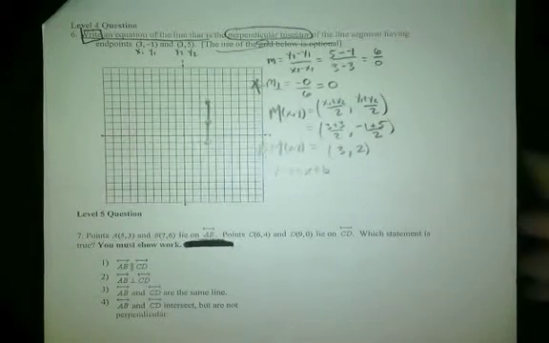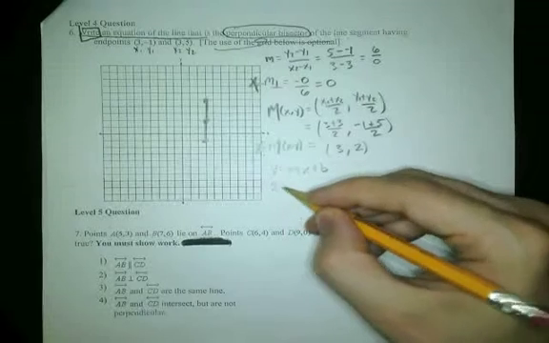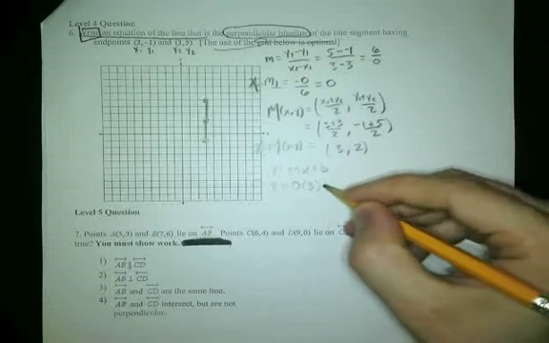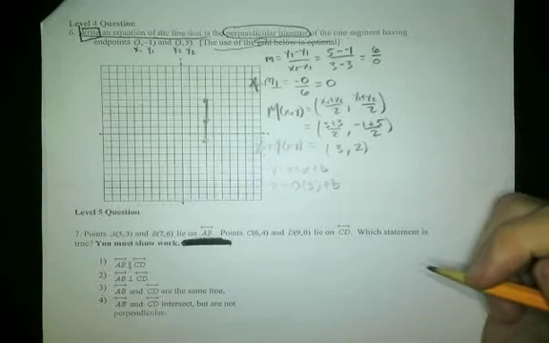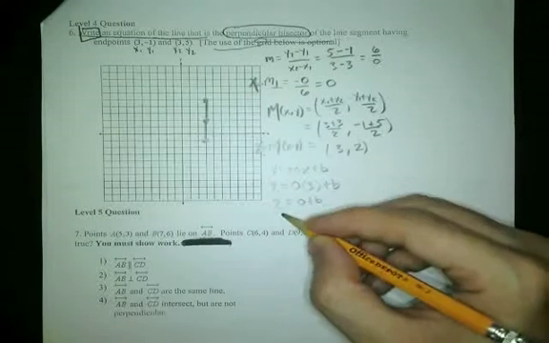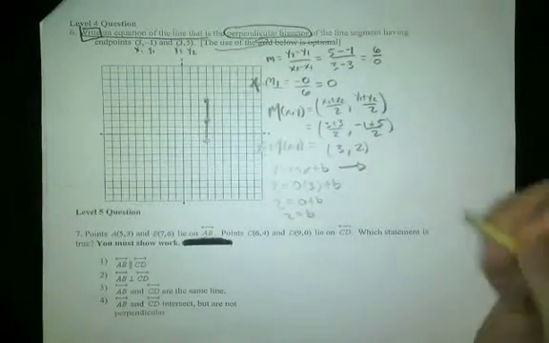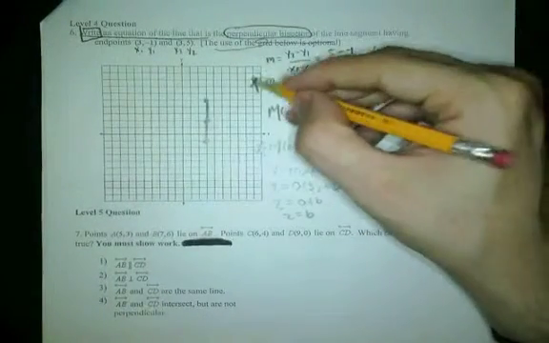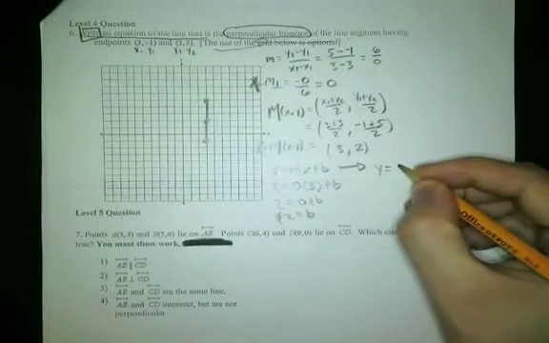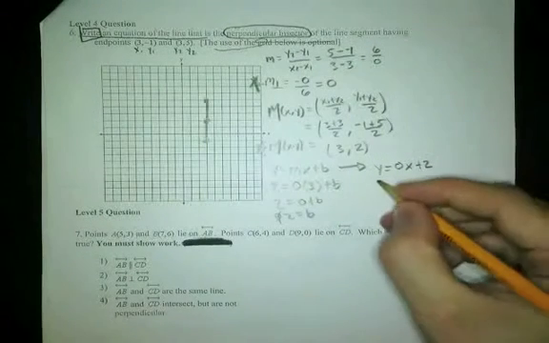When I plug these two values into this equation, this gives me 2 is equal to 0 times 3 plus b. What this means is 2 is equal to 0 plus b, which means 2 is equal to b. So I'm going to rewrite this equation using the perpendicular slope and now my y-intercept, and I get y is equal to 0x plus 2, which can actually just be simplified to y equals 2.